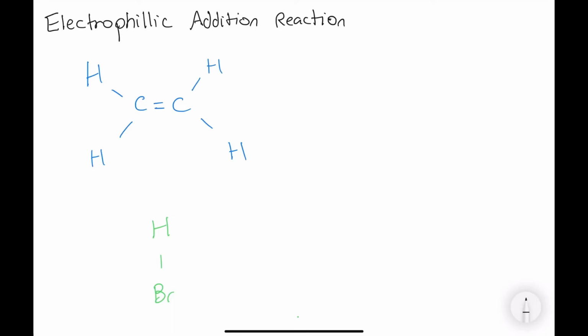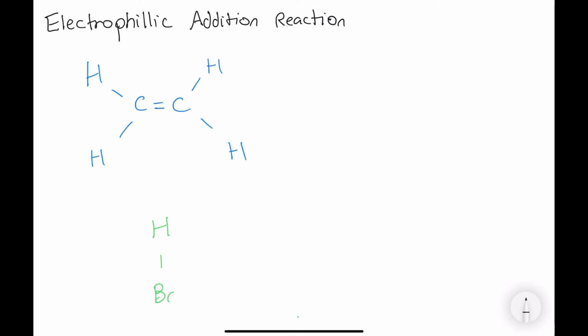Hi everyone, so today I'll be talking about electrophilic addition reaction. Similar to nucleophilic last week, electrophilic is just the opposite, so it just means electron loving, and they usually involve alkenes, which we need to know for the IB.